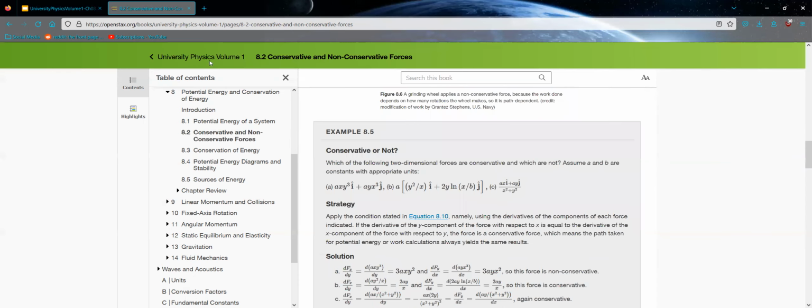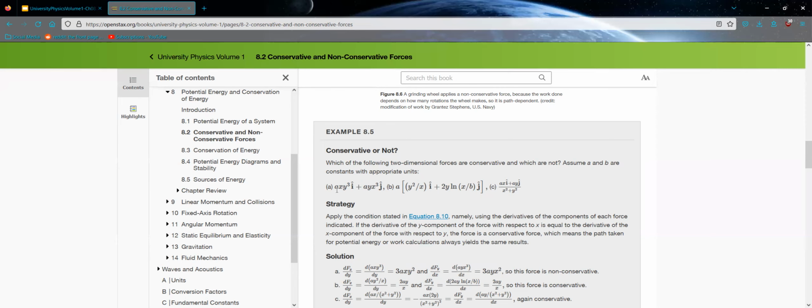So let's go over example 8.5 to go a bit more into this concept using no numbers. I give you three example equations here, and I can ask you which of the following two-dimensional forces are conservative and which are not. Again, a conservative force, by definition, is you get out what you put in, or what you're doing results in the same thing.